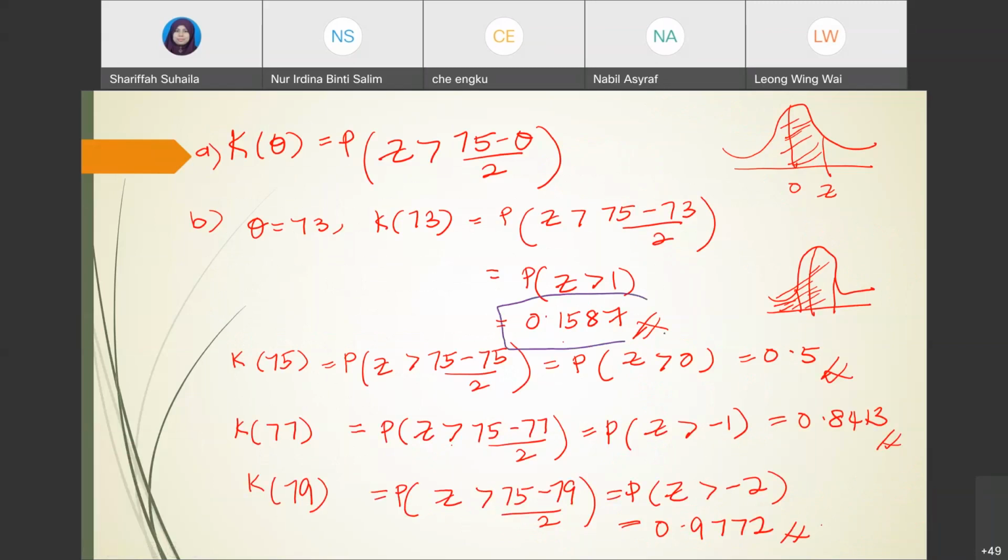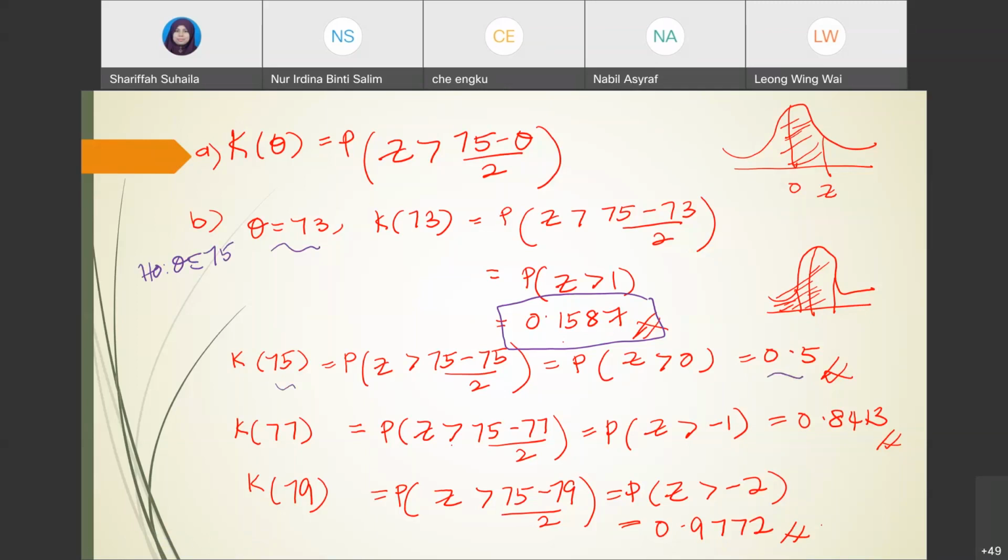Okay, probability of rejecting null hypothesis when your H0 is true, 0.1587. Kenapa saya cakap H0 is true? Sebab theta dia 73 less than or equals to 75. So your H0 is true lah maksudnya. Okay, theta kat sini. So yang kedua, 75. So 75 kalau betul-betul fix theta equals to 75, you get 0.5.